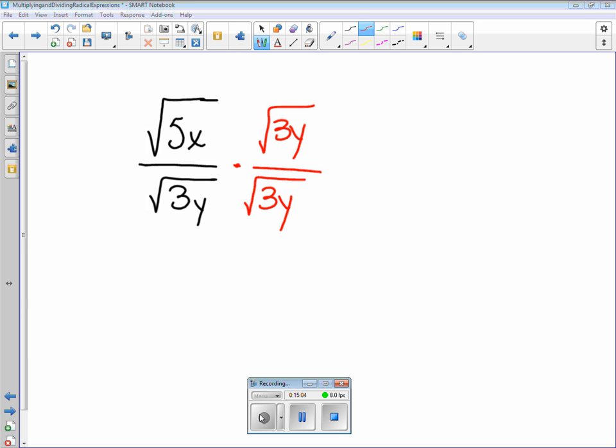Yes, ma'am, Alexis. Are you sure? Gabby. Okay, let's see if we can answer Gabby's question. Why do I have to multiply the top as well? Because anything over itself is 1. I'm not trying to change the value of the expression. So this is just really 1. This times 1 doesn't change the value. So I have to do it to both the numerator and the denominator.